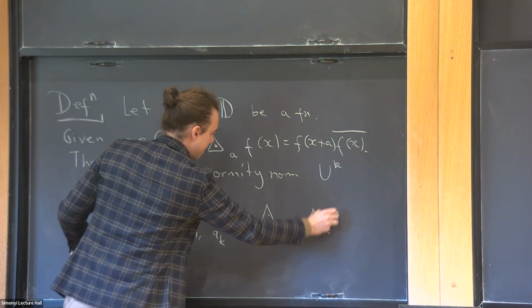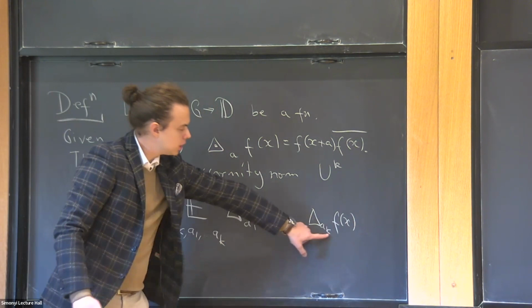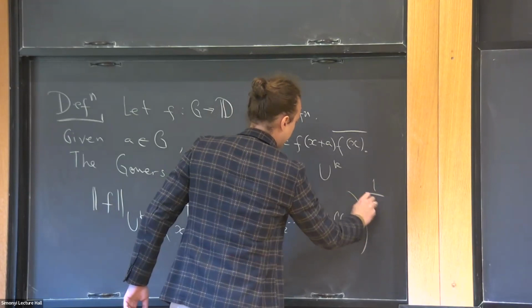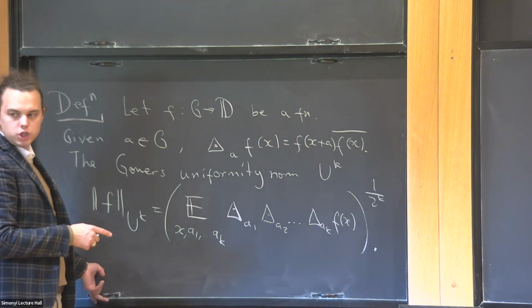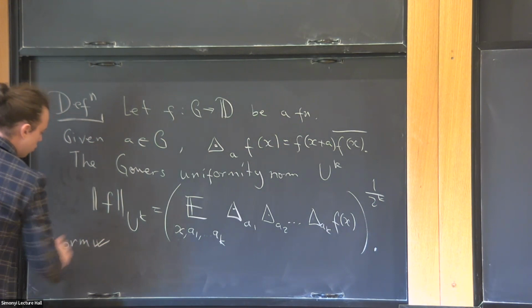If you think about it here, I'll actually get a product of 2^k terms. So I need to take the power of 1 over 2^k to get something which can be called the norm right at the end. So this is the definition. It's not immediately obvious from the definition that this is actually a norm, but it can be checked. So let me just mention that this is a norm.